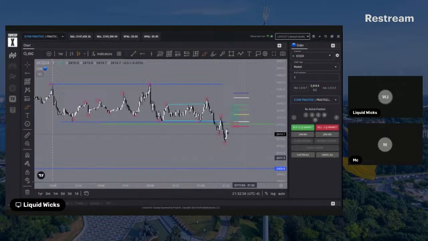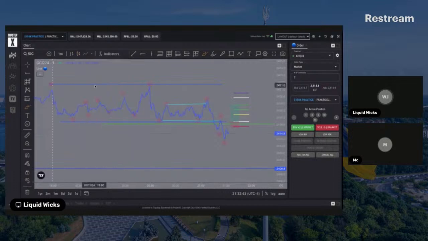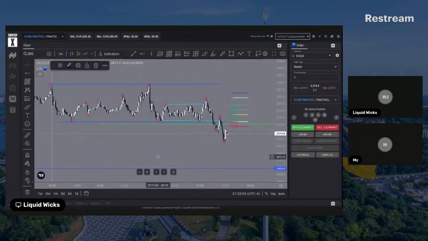But I say, you know, for me, sometimes just having these little red dots helps me figure out what the market structure looks like, instead of looking just at the candles.